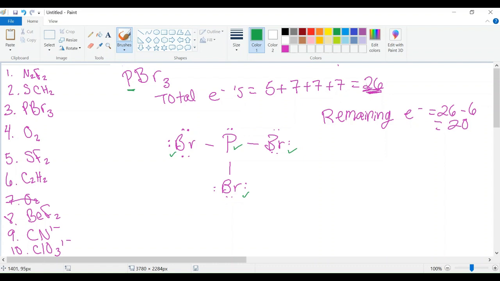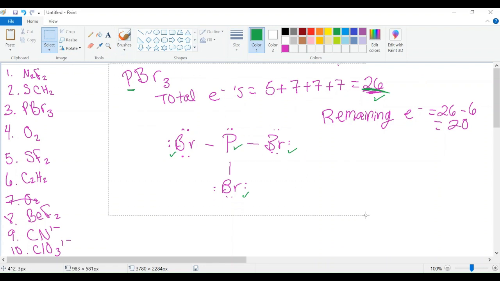I'm going to go ahead and double check. Did I hit 26? 2, 4, 6, 8, 10, 12, 14, 16, 18, 20, 22, 24, and 26. So I didn't make anything up. So my 2 requirements are met. I have all my octets and I have the same number of electrons that I started with. That's always what we're looking for in our lowest energy structures. All right, so this is PBr3.